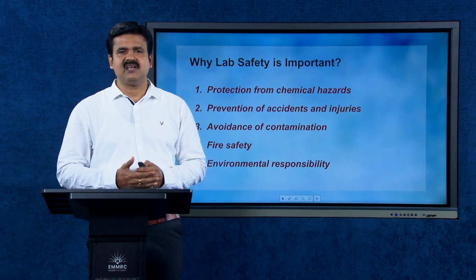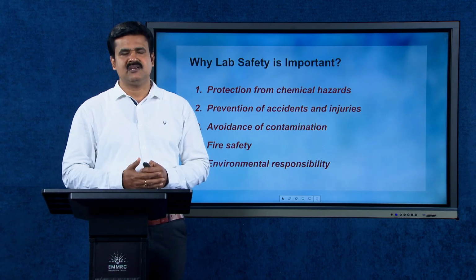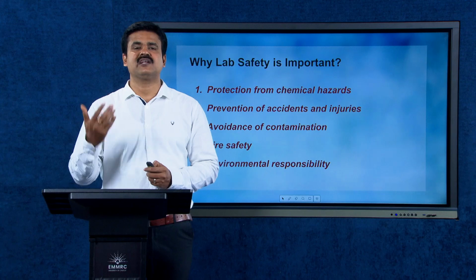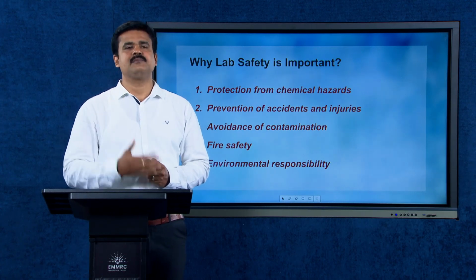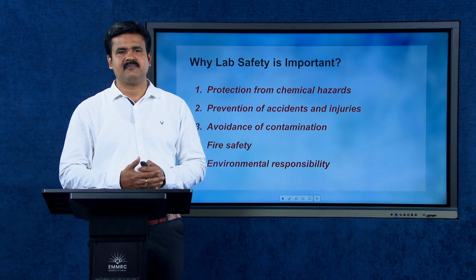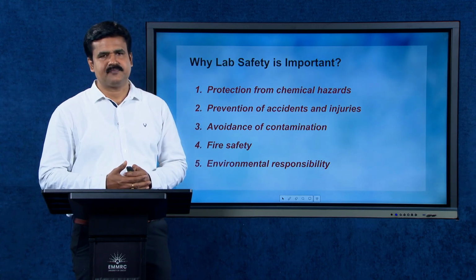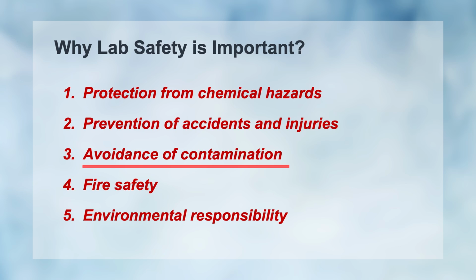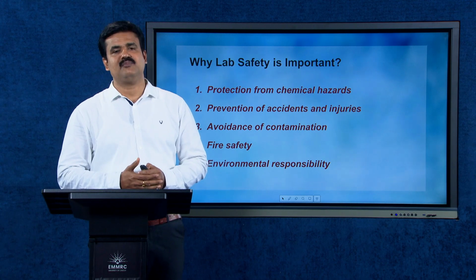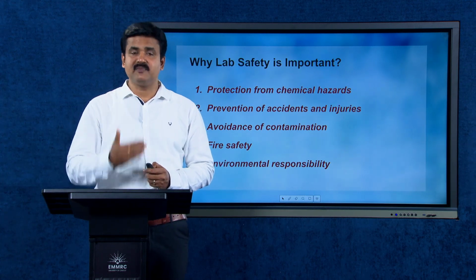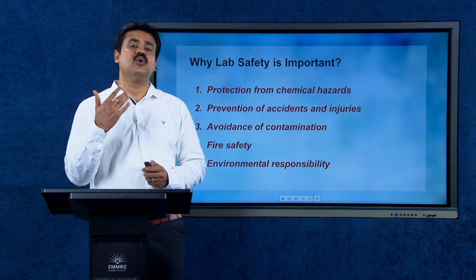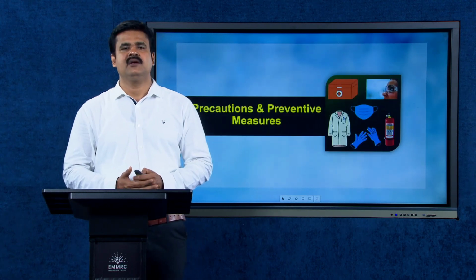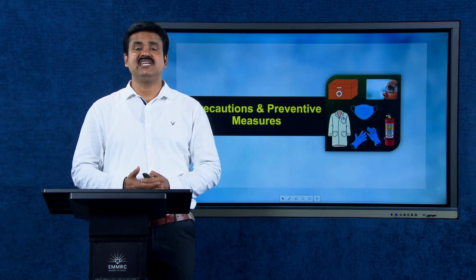Protection from chemical hazards is very important as far as any individual in the chemistry laboratory is concerned. The lab safety protocols help us to prevent various kinds of accidents and injuries. These lab safety steps help to avoid contamination. They help us from fire. Lab safety procedures are also very important as far as the environmental responsibility of ourselves and all individuals is concerned. Now, precautions and preventive measures.